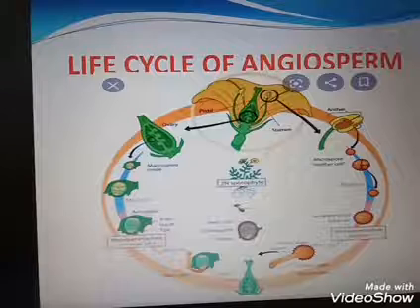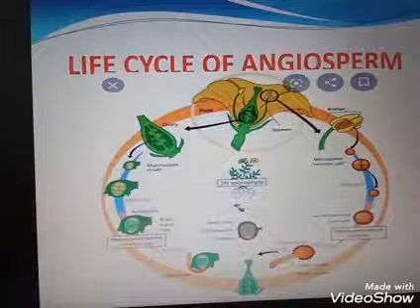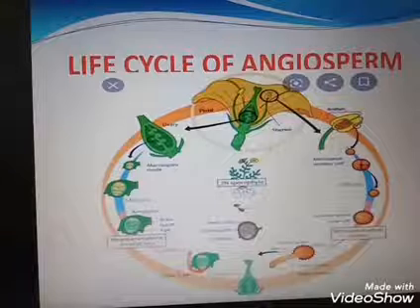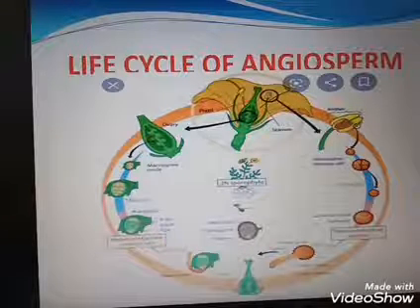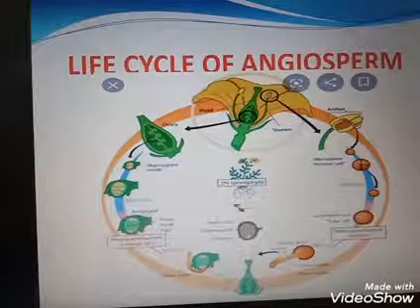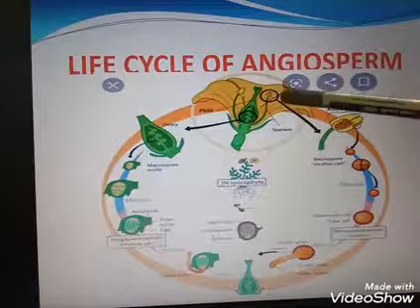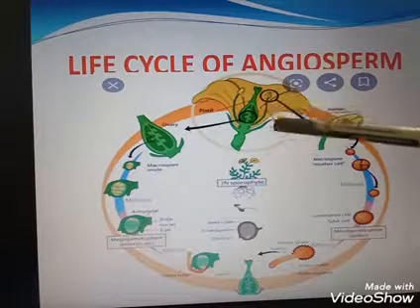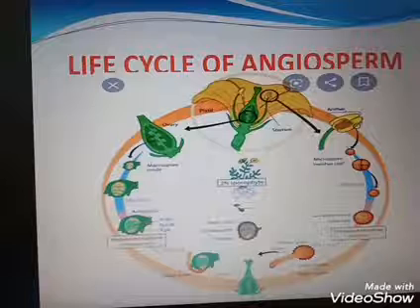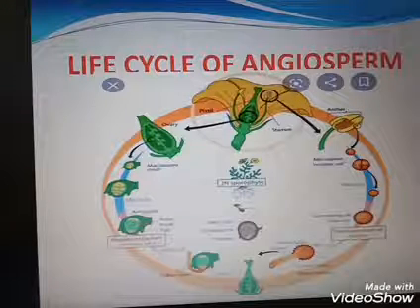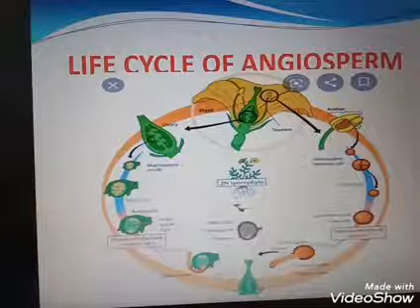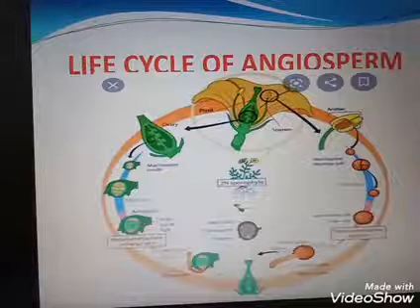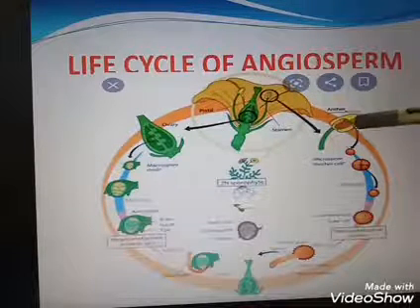The stamen is the male reproductive part. The stamen contains filament, anther lobes and the connective. This portion is the filament. So this one is the stamen, having filament, anther lobe and connective. The anther has microsporangia. This is an enlarged picture of the anther.